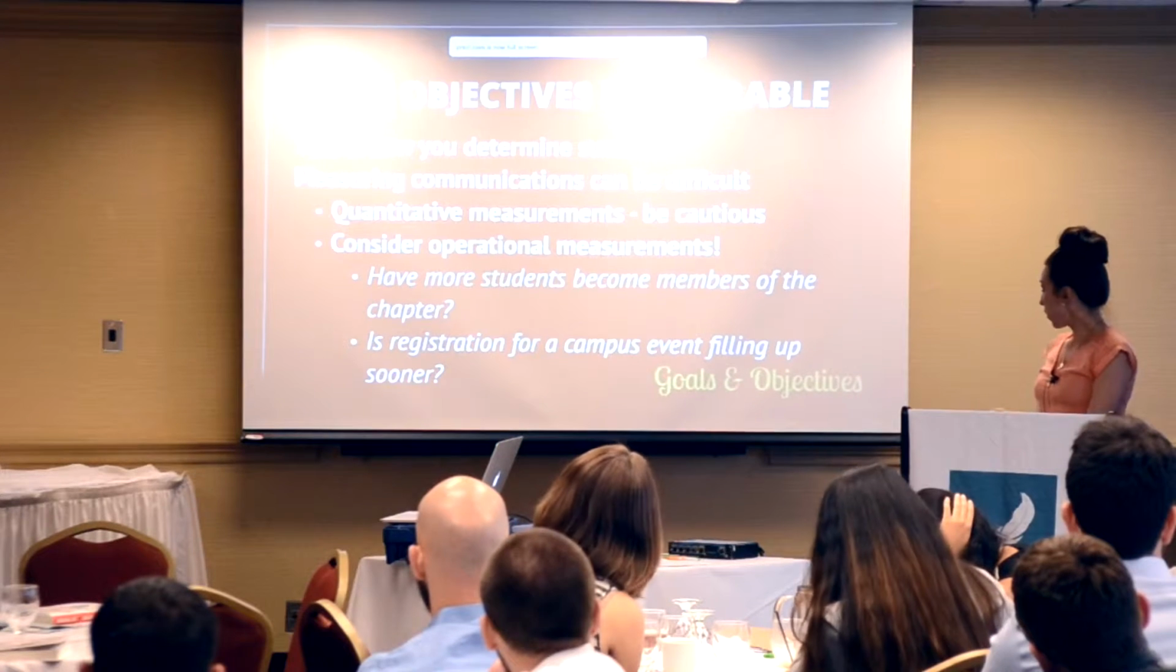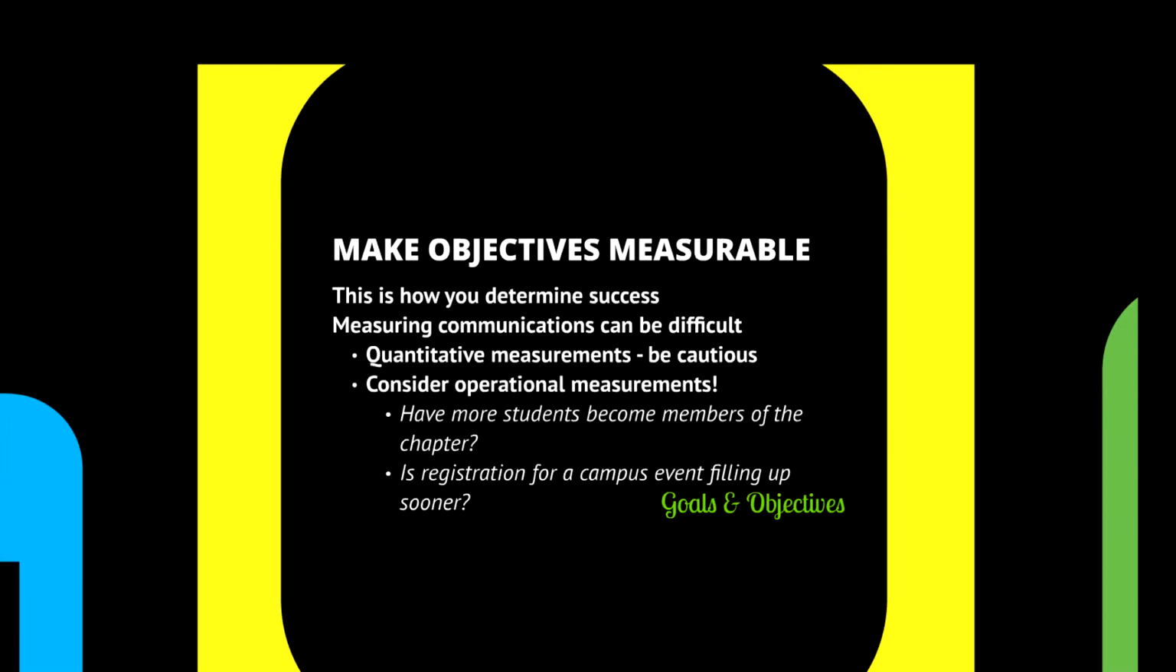A common pitfall for people is not making objectives measurable. I just want to touch on this very briefly. Being measurable is one of the most important criteria for an objective. That's how you determine if you've been successful. Admittedly, measuring communications seems really difficult, but it's not impossible, and it's really necessary.